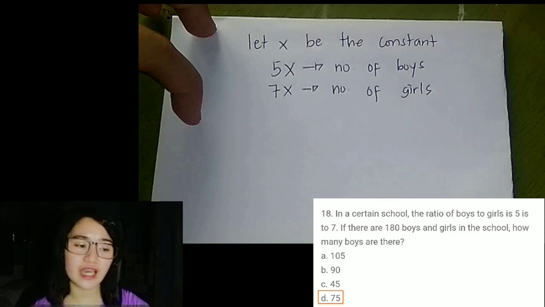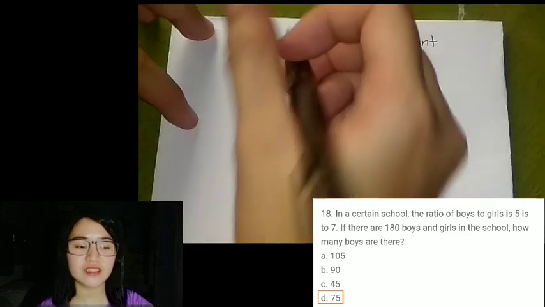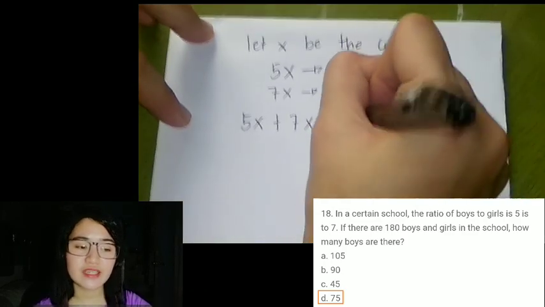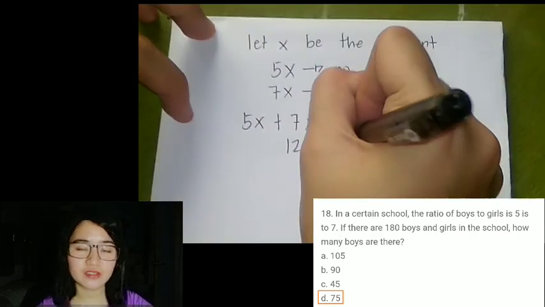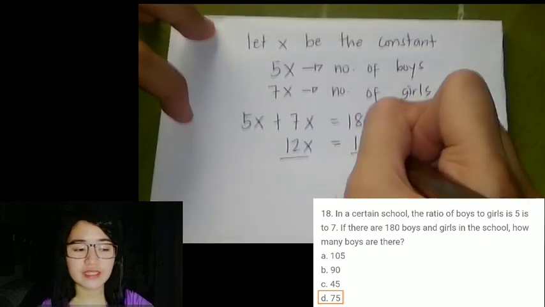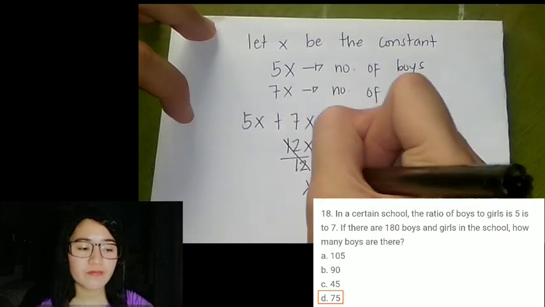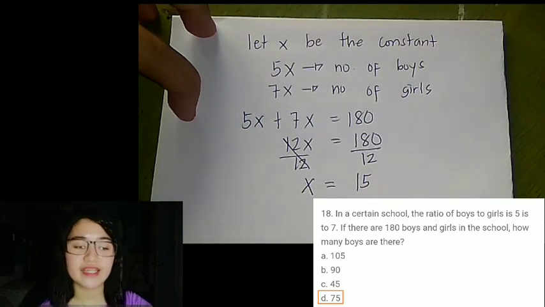So, ang equation natin dyan, syempre, since total nila is 180, ibig sabihin, boys plus girls is 180. Then, 5x, which is yung number ng boys, plus 7x number ng girls, that is equal to 180. So, simplify muna natin yung sa side na to, 5x plus 7x, that is 12x. Then, sa kabila is 180. And then, para ma-eliminate natin yung 12 na kasama ng x, i-divide natin both sides by 12. So, natira na lang si x. And then, sa kabila, 180 divided by 12, that is 15.